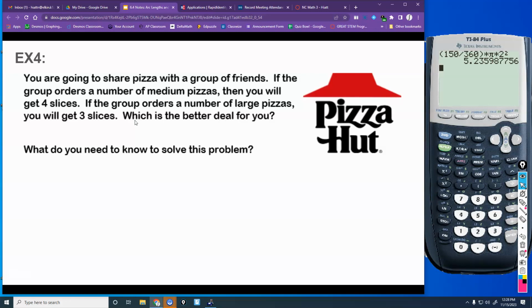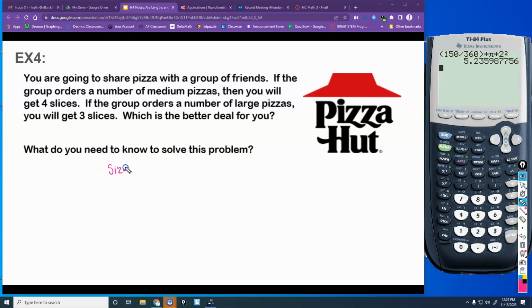The question is, is it less pizza? Because what's going to be true about your large pieces? They're bigger, right? Large pieces are going to be bigger than the medium pieces. So we need some information to solve this problem. What information do we need to know? What do you think? Size of the pizzas, right?